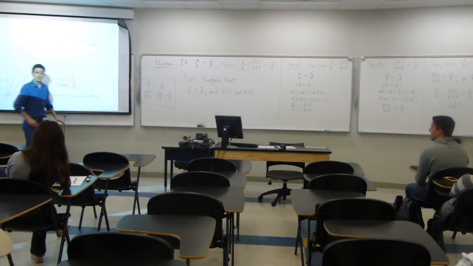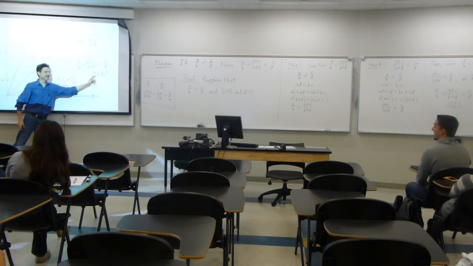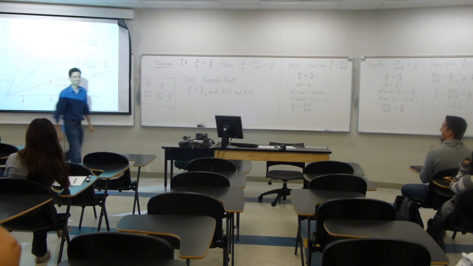So, just by looking at the picture and knowing how vector addition works, you can visually see that the slope of the line going through this vector is between the slopes of the lines going through these vectors. And that proves our claim. Quite easily done. Thank you for listening.